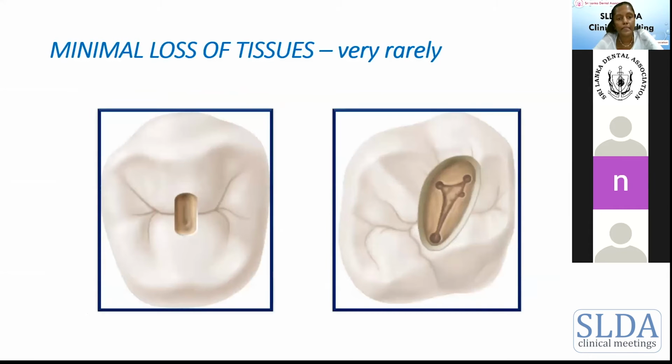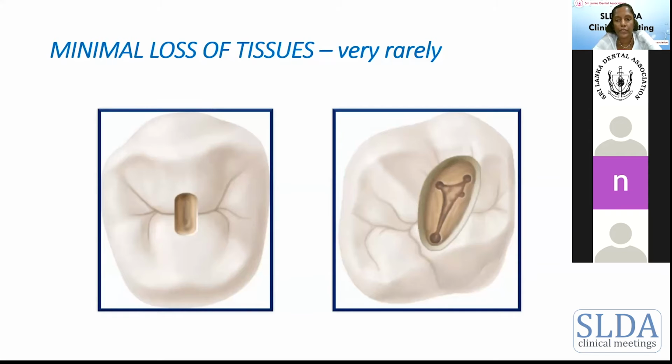So these two photographs show you the ideal access cavity preparations on a premolar and an upper molar tooth. We can see there is minimal loss of tissue if you can prepare an ideal access cavity. But is this the way we usually see in our patients? It is very rare to get a patient with very minimal tooth tissue loss. Most of the time, a greater amount of tissue loss is seen in root canal treated teeth.